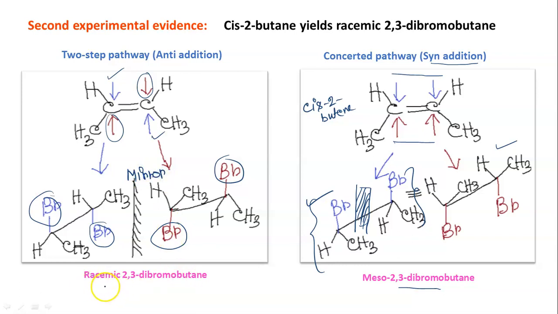So basically these two are D and L forms, and both will be formed with 50% probability, because the probability of attack along the blue arrow or the red arrow is the same. That is why it is 50%, so it will be racemic 2,3-dibromobutane. Now the next question is, ultimately from cis-2-butene, what are we getting? Racemic or meso 2,3-dibromobutane? Actually, cis-2-butene yields racemic 2,3-dibromobutane. So that means the concerted pathway is not the correct mechanism, but the two-step pathway is the correct mechanism. Okay, so this is the second experimental evidence.